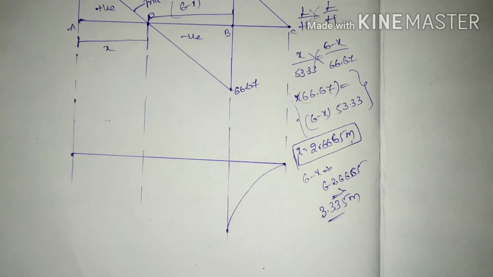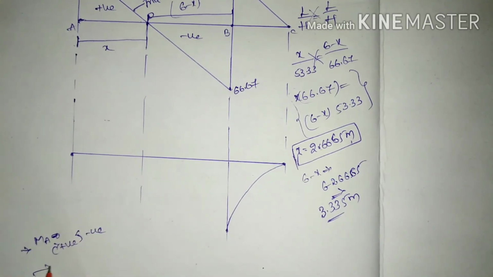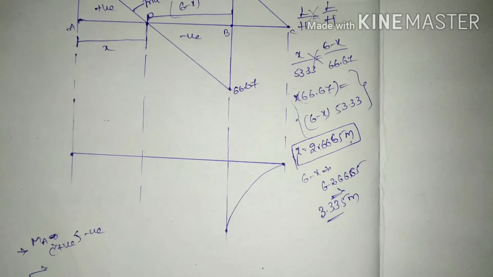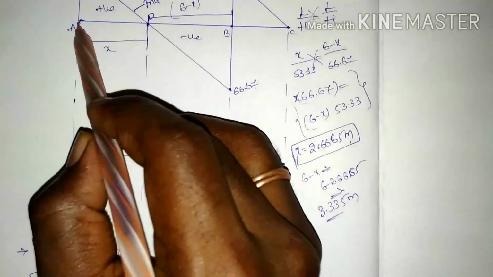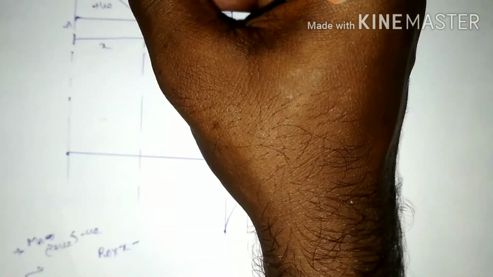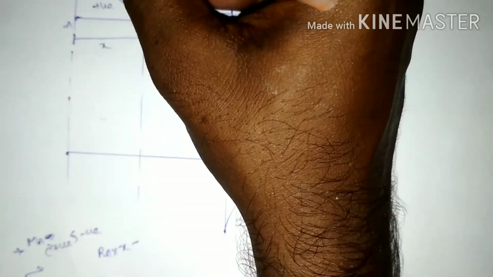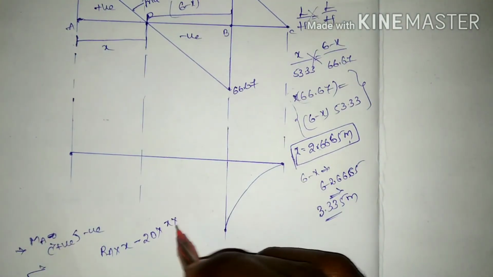If you want to take the moments about D from A, we are having clockwise positive, anti-clockwise negative. Simply use this sign convention while finding the moment about D. That is RA into x distance, RA into x. Between these we are having that UDL, that is minus, because it is taking the moment in anti-clockwise direction, so that minus 20 into x by 2.